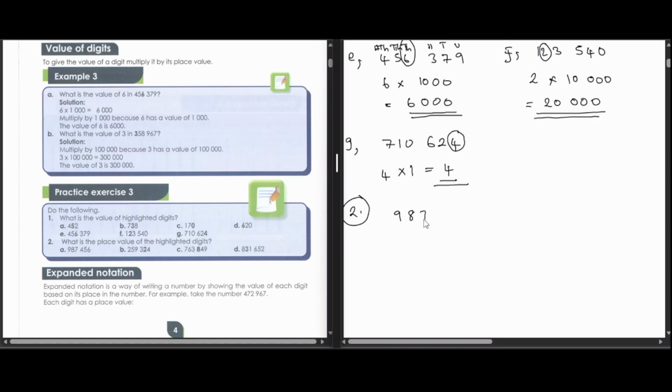987. I think they forgot to highlight something. 456. Let us highlight 5. So it's units, tens, hundreds, thousands, 10,000s, 100,000s. Saka 5 are highlighted and under tens. So our answer will be tens. Like that.